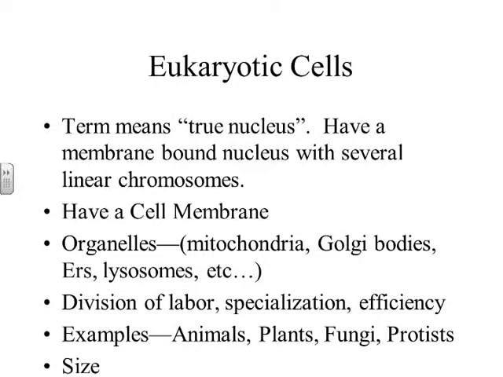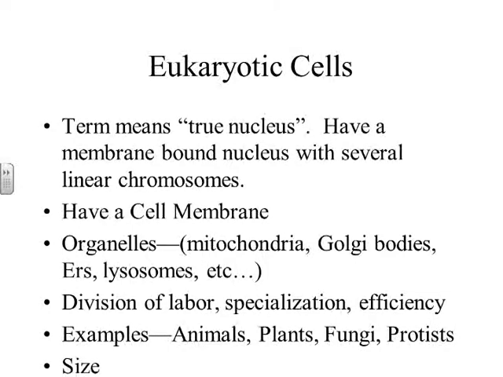Again, how many chromosomes do we have in each cell as human beings? 46. Does every eukaryotic cell have 46? No. Like a fruit fly, for example, I think it has 4. There are some fish that have like 90-something chromosomes per cell. So it depends on the species, but all eukaryotes have multiple chromosomes that are linear.